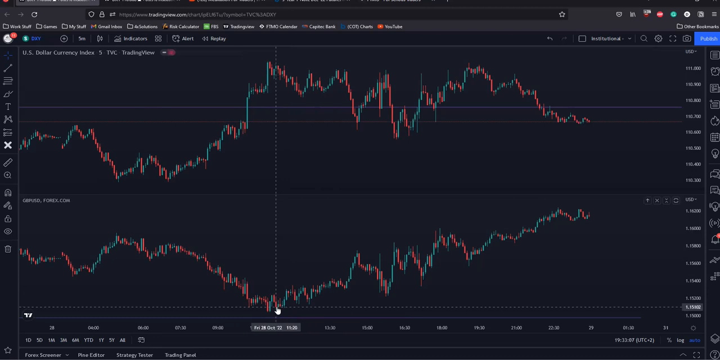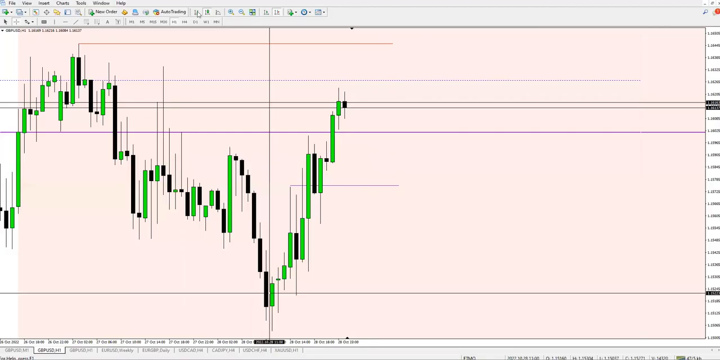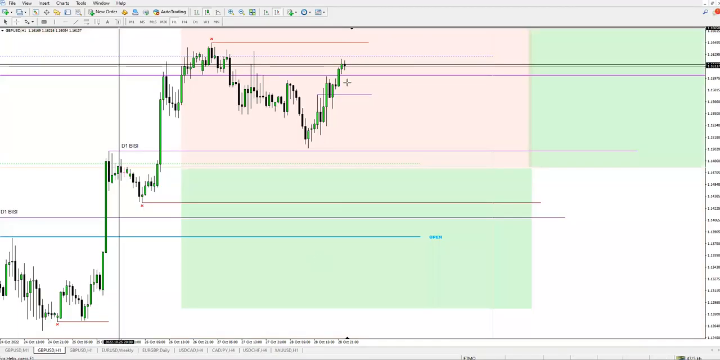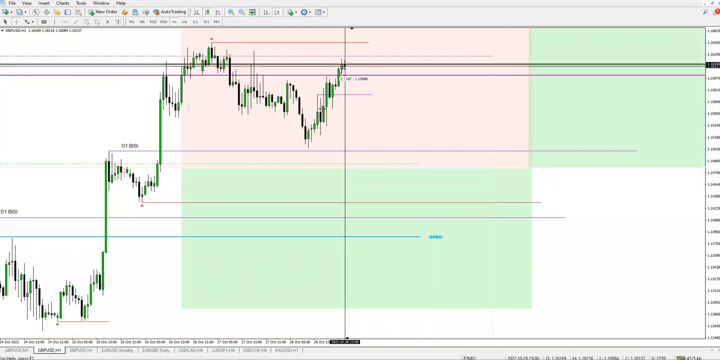10, 15 pip stop loss is not big. I mean, geez, you guys can trade with a 20 pip stop loss and still make good money. This move here was like 90 pips, I think, if I remember correctly, all the way from here. By not closing this void until price closed, price moved more than 100 pips here. So it's not like you had to try and catch the low.